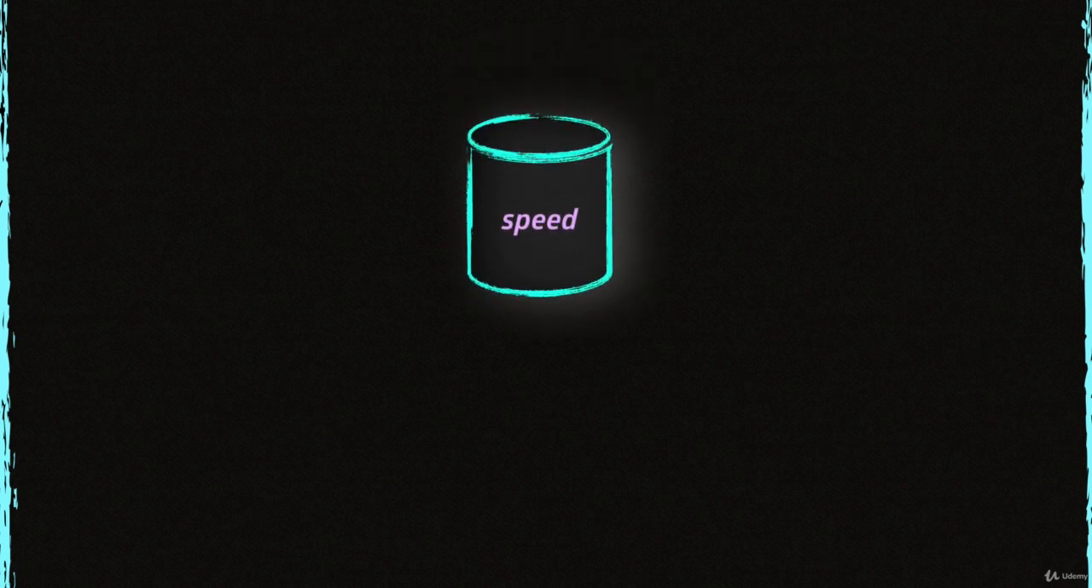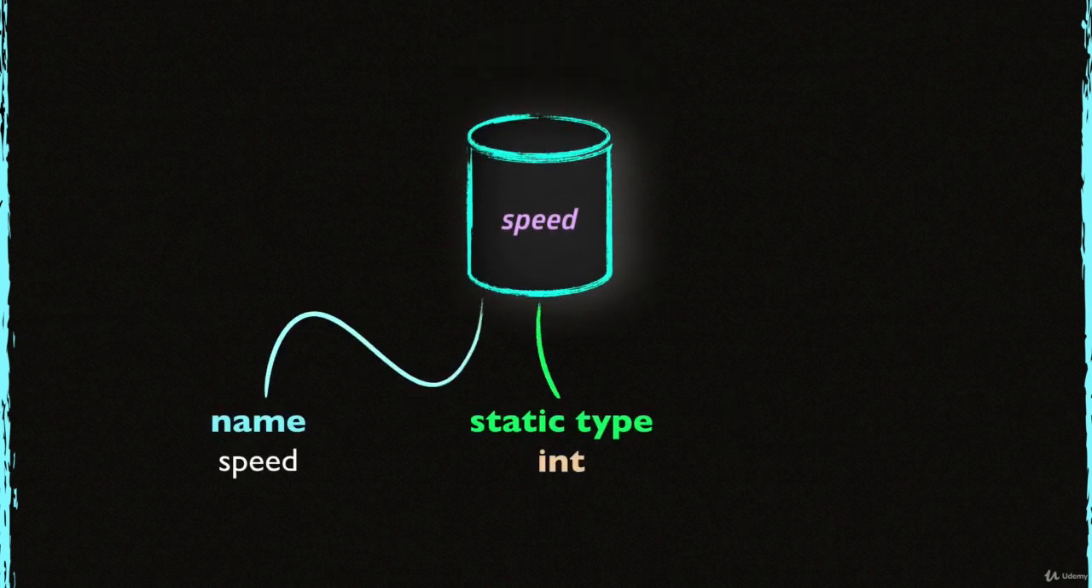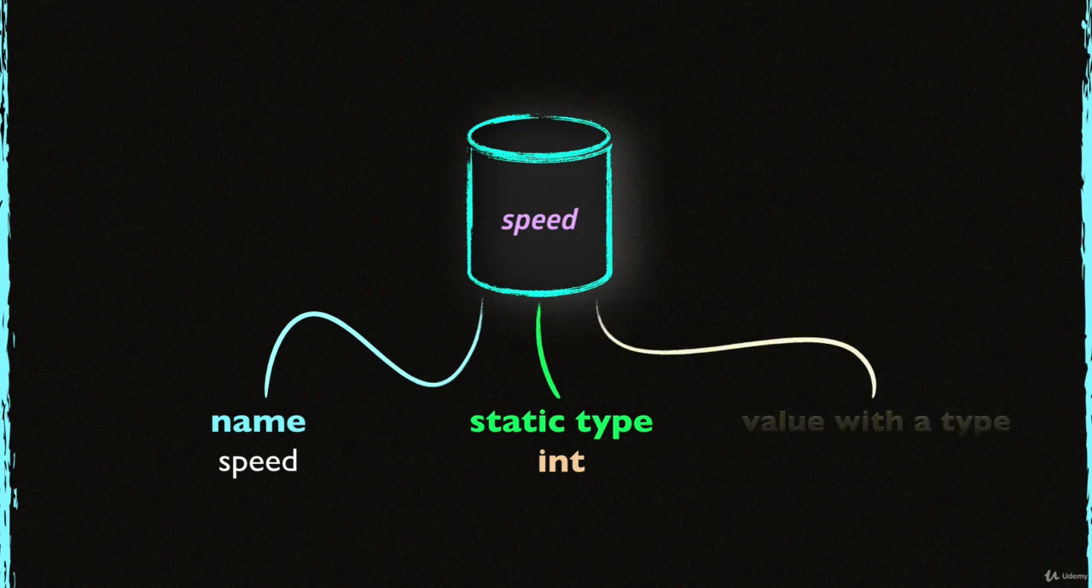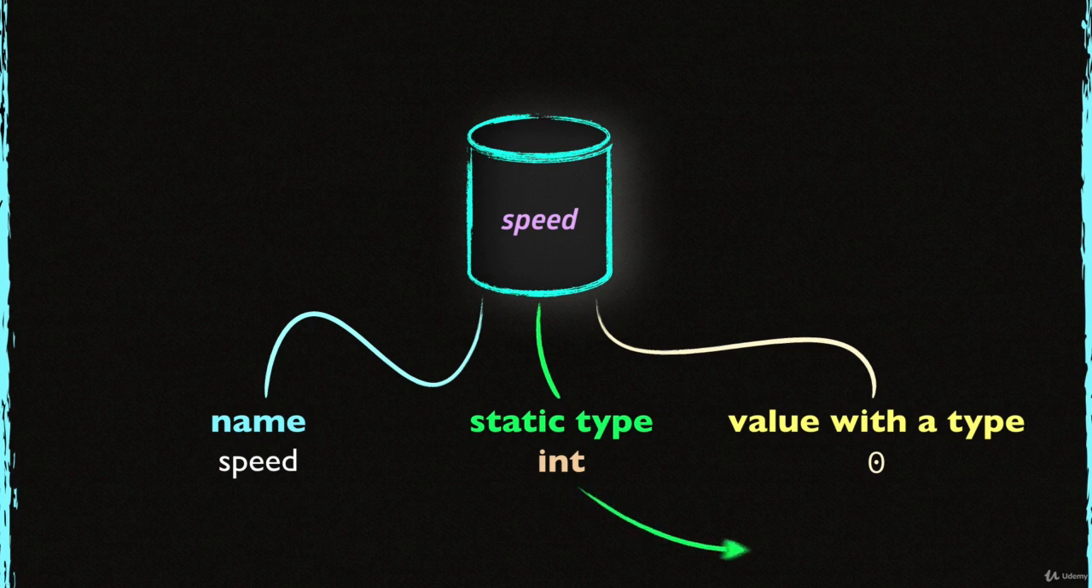So in the end, the speed variable looks like this. Its name is speed, its static type is int, and Go has assigned it a value of 0 automatically. And the type of its value is also int. So congrats! Now you know how to declare a variable.